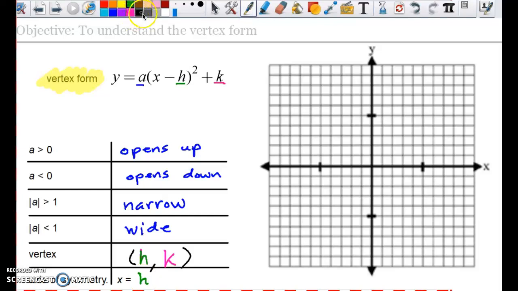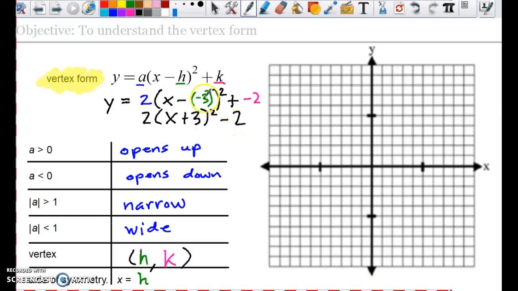Right? So let's give you an example. If y equals, let's do 2 times x minus, and let's make h -3. I'm going to square that. And the k value, let's make a -2. If I simplify that expression, it's going to be 2 times the quantity x plus 3 squared minus 2. Well, h was -3, and k was -2.